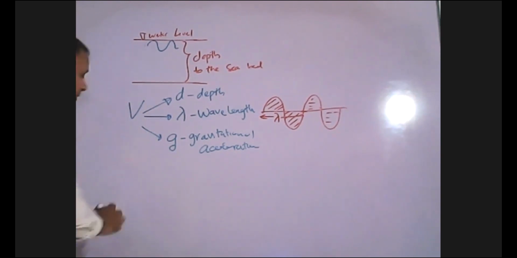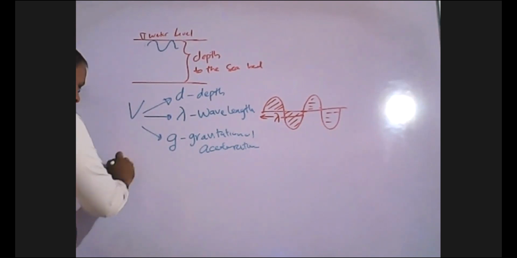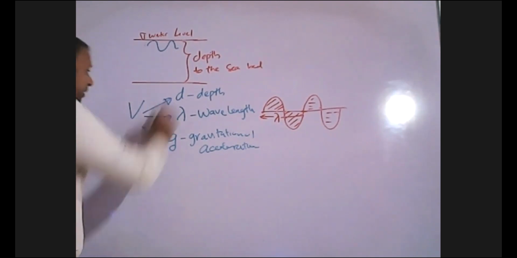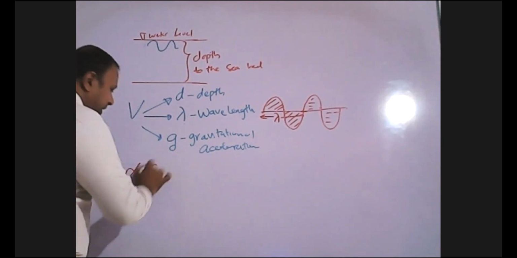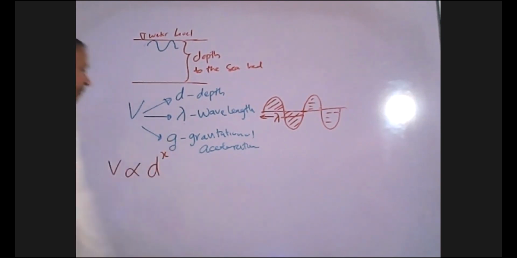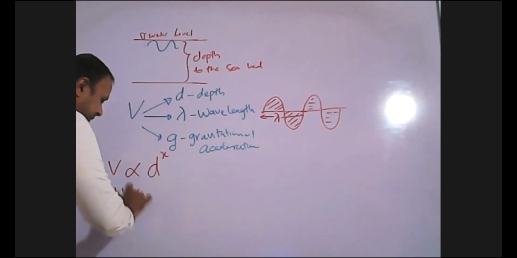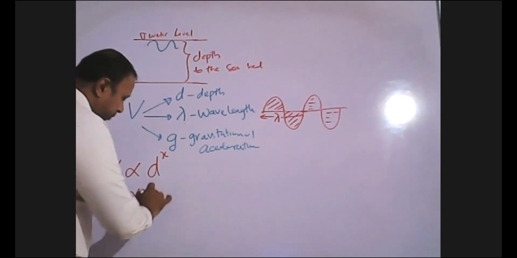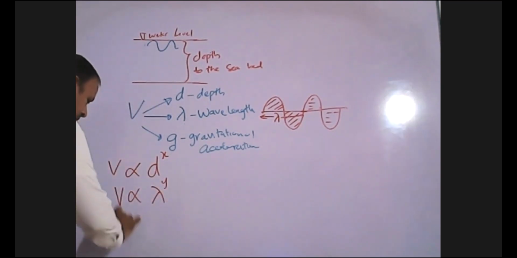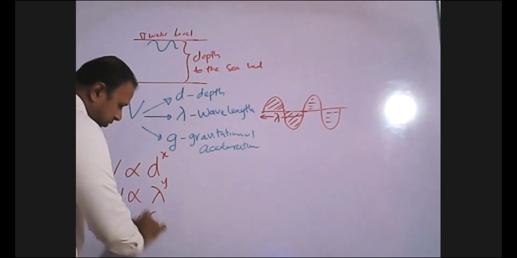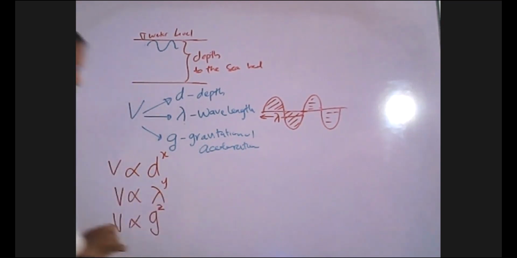According to the given data, the velocity of wave depends on depth, lambda, and g. So I can assume the velocity of wave is directly proportional to some power of d. That is my first assumption. The second assumption is the velocity of wave is directly proportional to some power of lambda, and directly proportional to some power of g. Those are my assumptions.